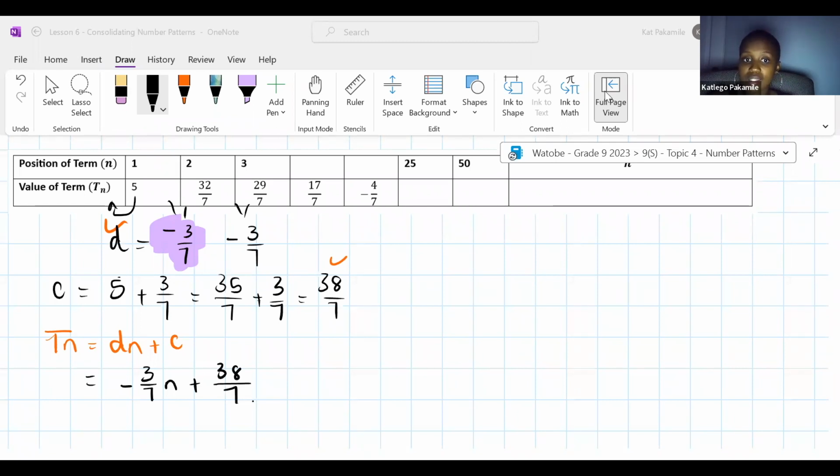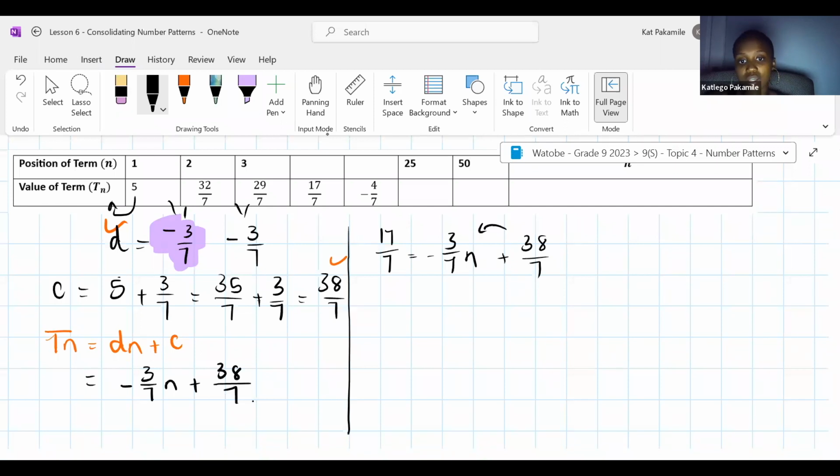Which one, guys? There are so many questions on the board. Let me do them, and then you guys give me a mark out of 4 or out of the amount you tried. So if you tried 3, give yourself a mark out of 3, and so on. So this one has given us Tn. So this side will have to be 17 over 7 equals negative 3 over 7n plus 38 over 7. We get rid of this by taking it over to the other side. So it's going to be 17 over 7 minus 38 over 7.